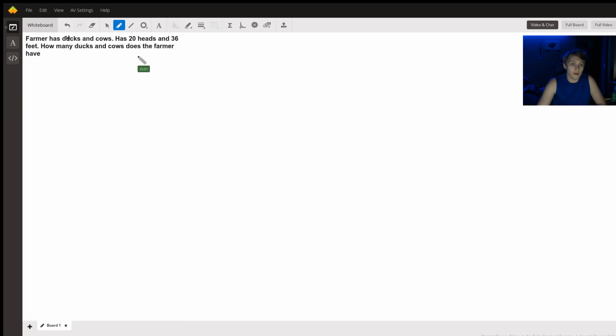Well, if we have 20 heads, ducks and cows each only have one head. So we have 20 animals. So we know that the number of ducks plus the number of cows is equal to 20. Now, there are 36 feet total, and so we know that for the second part of this system, it's going to equal 36. What's the beginning part of this?